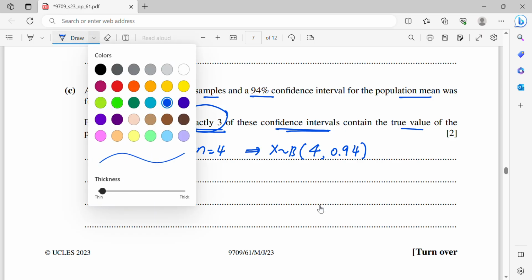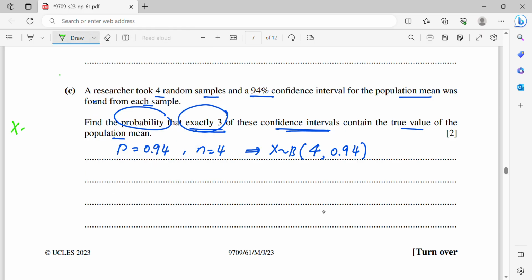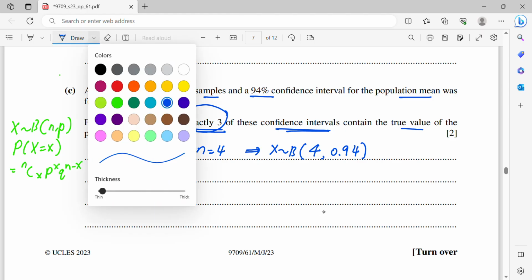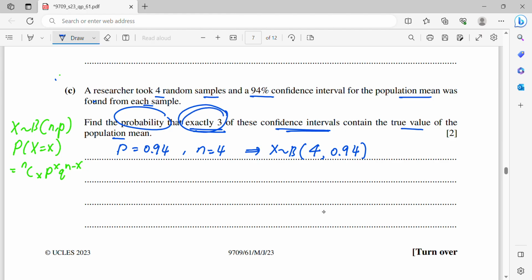So X is binomial distributed with n 4 and the probability 0.94. Just for information, X is binomial(n, p), and the probability X equals small x is nCx p^x q^(n minus x). Now you need to find exactly 3, so P(X equals 3). According to this formula, n is 4, so I will get 4C3.